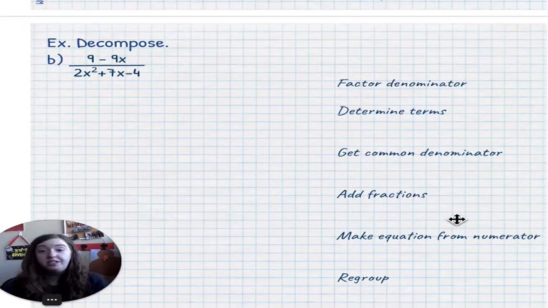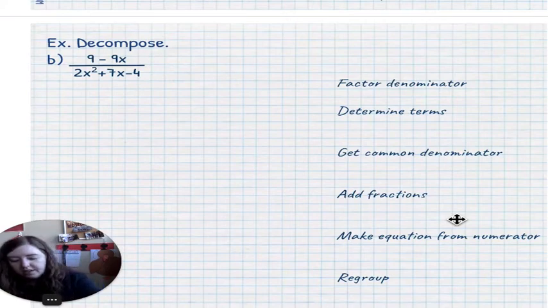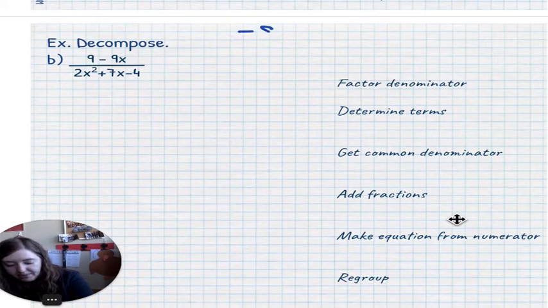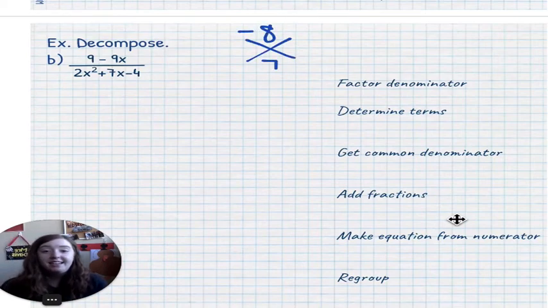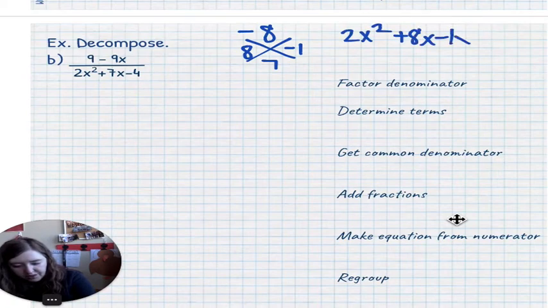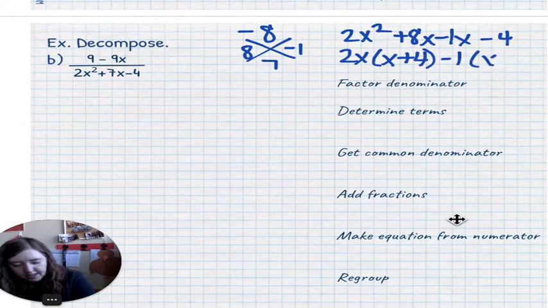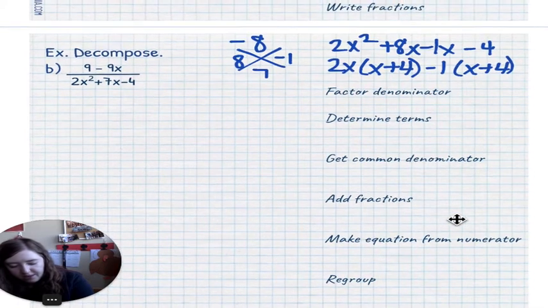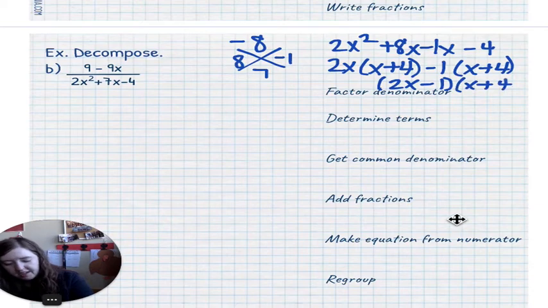So the first thing we want to do is factor our denominator. So remember, we need to make the rainbow, so we need to take 2 times negative 4, and we'll get negative 8. And then we want our numbers to add to 7. So that'll be positive 8 and negative 1. Let's split the middle term. 2x squared plus 8x minus 1x minus 4. Factor out a 2x. And we're left with x plus 4. So we'll have to factor out a negative 1 to get x plus 4 right here. And then we'll end up with 2x minus 1, x plus 4 for my denominator.